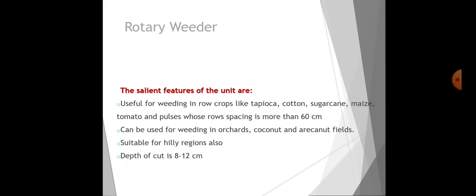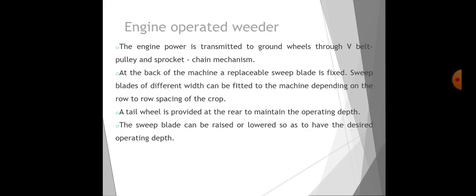Next, we see the salient features of the unit. It is used for weeding in row crops like tapioca, cotton, sugarcane, maize, tomato, and pulses whose row spacing is more than 60 centimeter. It can be used for weeding in orchards, coconut, and areca nut fields. Suitable for hilly region also. Depth of the cut is 8 to 12 centimeter.